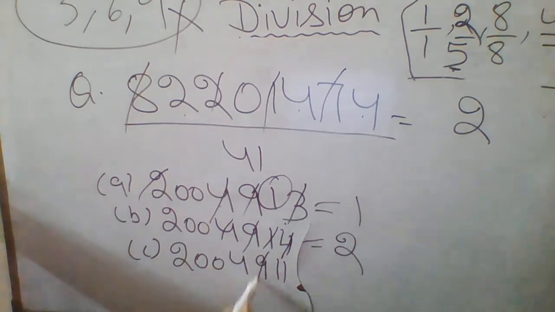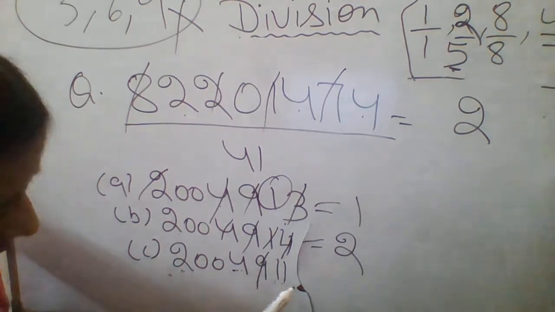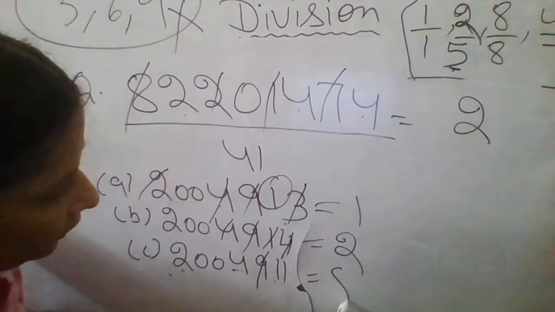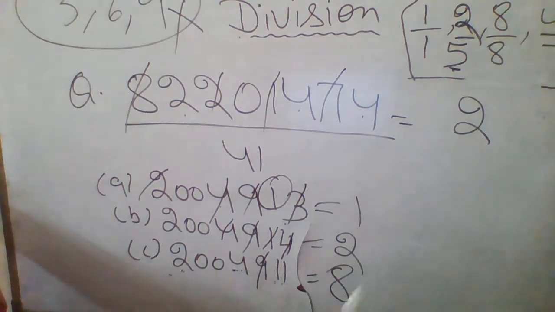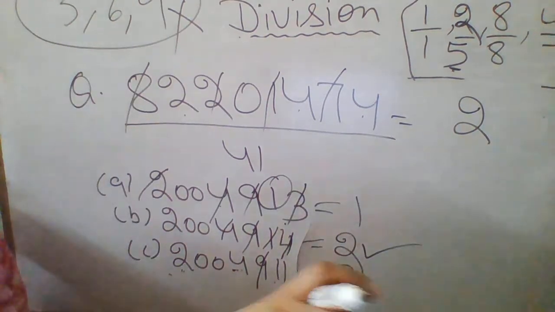In this option 9 is cut. Okay. 4 plus 2 is 6, plus 1, 7, plus 1 is equal to 8. So here you got 8. So where have you got 2? You got 2 here in this option. So this is the correct option.